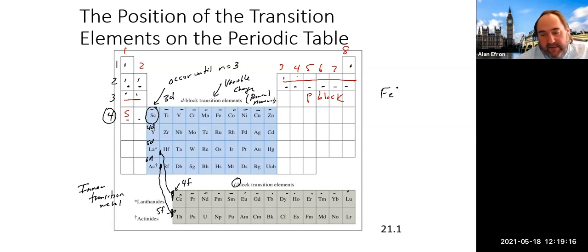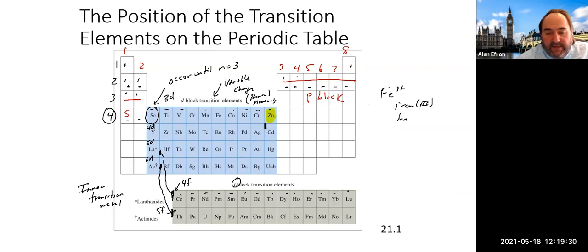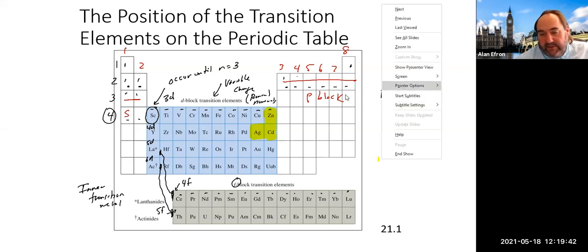Like Fe3+ is iron, Roman numeral 3, right? Ion. There are a few, though, in the transition metal region that, although they are technically transition metals, do not have variable charge. These three pretty much have fixed charges. And that is zinc, which is always a charge of +2.